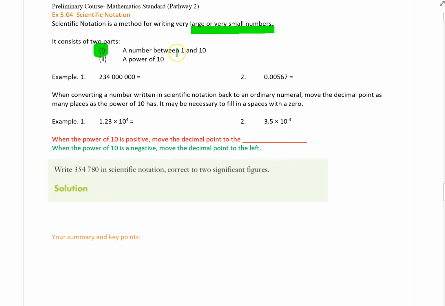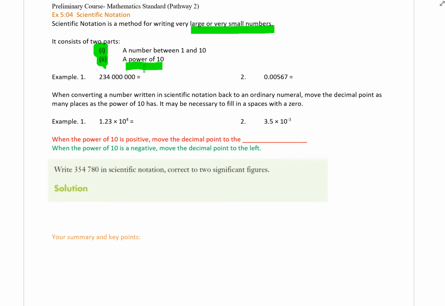Just be aware that the number that you reduce it to must not be smaller than 1. So it can't be a decimal between 0 and 1. And it can't be 10. Between 1 and 10 means it can't be 10. So the biggest it will be is 9.9, etc. And then, because we know that 30 million is not the same as 3, we've got to show that we're also going to multiply by a power of 10. So it's multiply by a power of 10.